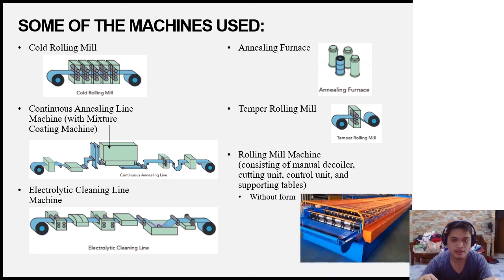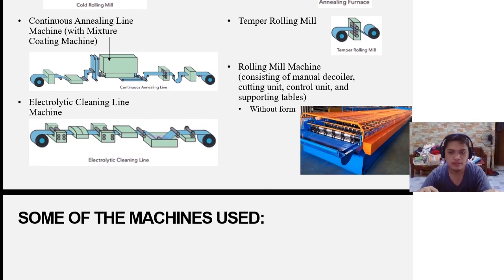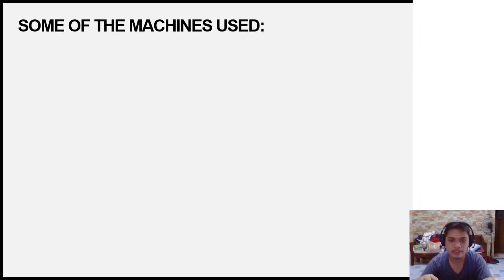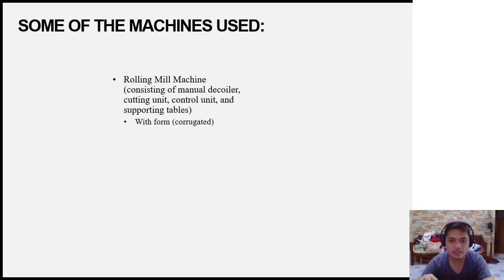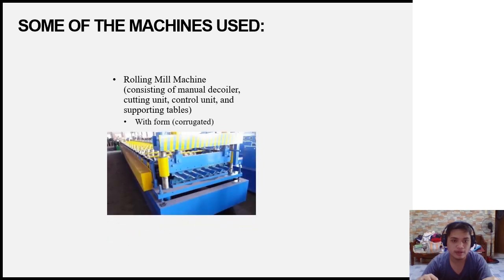For the first variant, this is how the machine looks like without form. Also, the rolling mill machine consists of manual decoiler, cutting unit, control unit, supporting tables. And for the last is the rolling mill used in the variant 2 with form, a corrugated one. This is how the machine will look like.